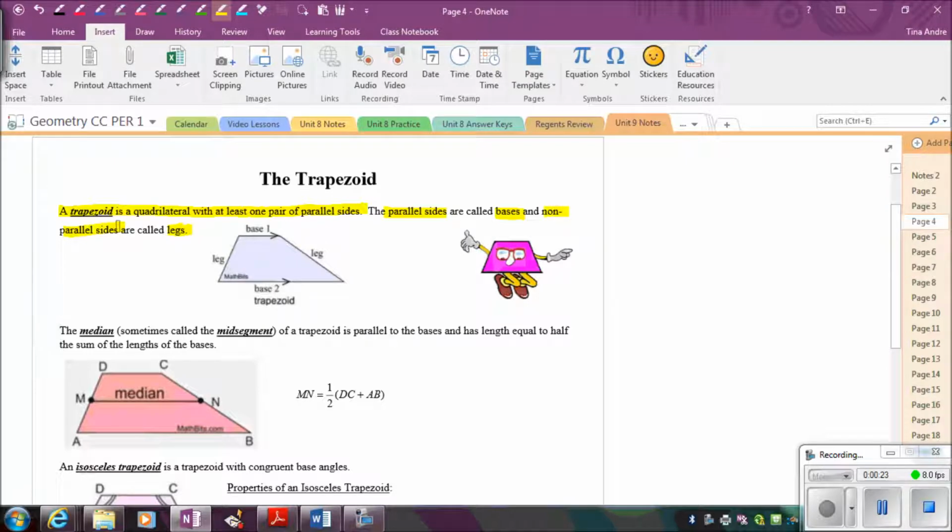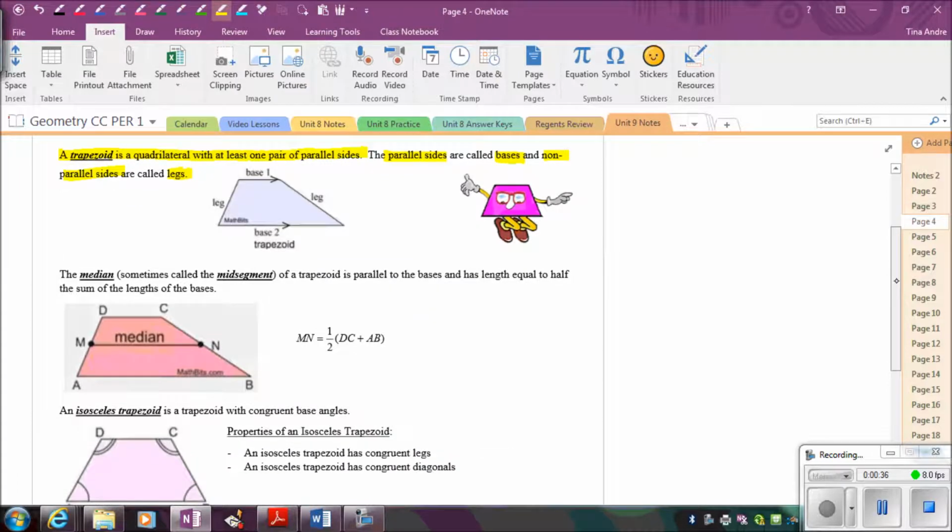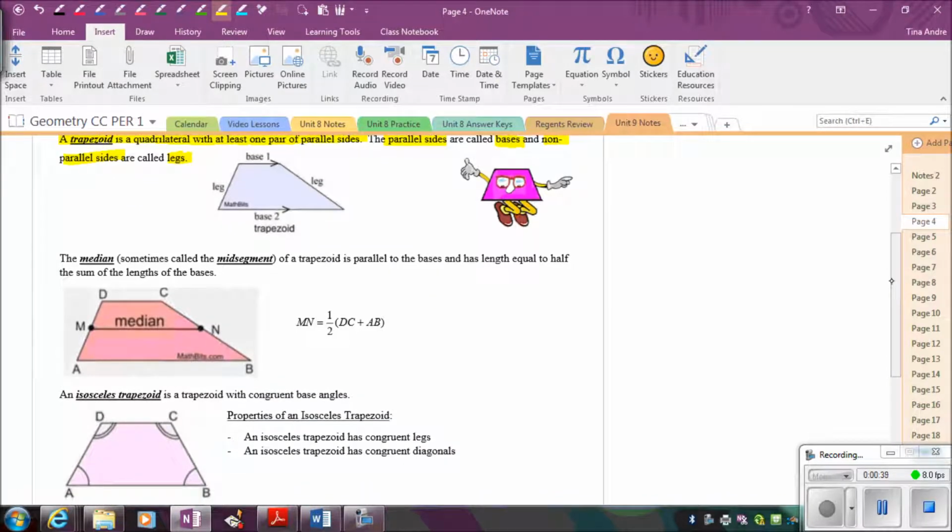So if you look at this picture here, the parallel sides, remember you can mark parallel with the arrows, are labeled base 1 and base 2, and then the legs are the two sides that are not parallel to each other. So with trapezoids, there's not really a whole lot you can do with them other than know your definition and know that you have a pair of parallel bases, or at least one pair of parallel sides, which are called the bases. And the other thing that you should know is the median, how to find the median.